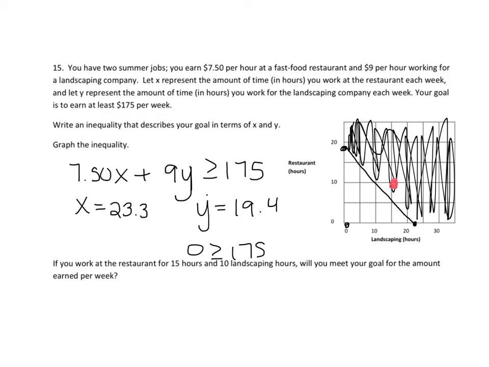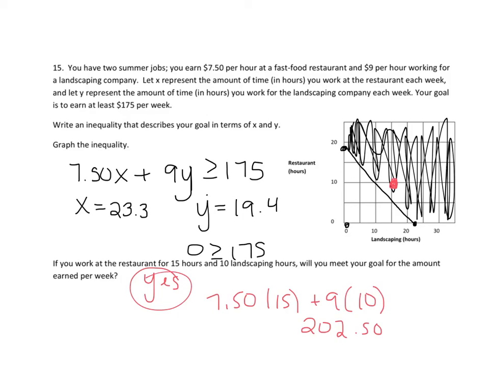So I would say yes, we can do that. So yes, but then you can also just plug in those values, 15 and 9 times 10, and just see what that equals. So if we do that real quick, we get 202.50, which is greater than or equal to 175. So yes, we would meet our goal.